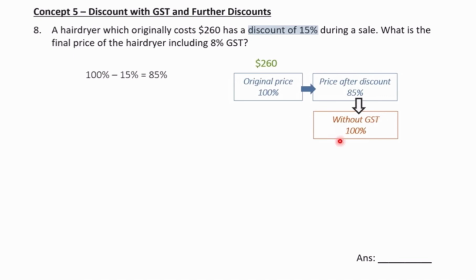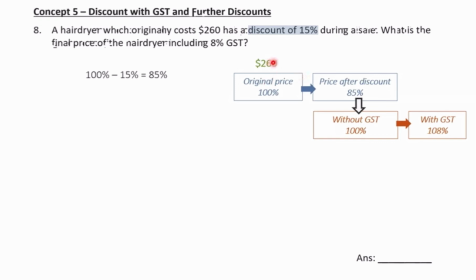Okay, now with GST, do you pay more or do you pay less? GST means you pay more. So with GST means it's 108%. Okay, so you must understand how these flow. It's not all the same type of percent. Don't treat all the percentages as the same thing.